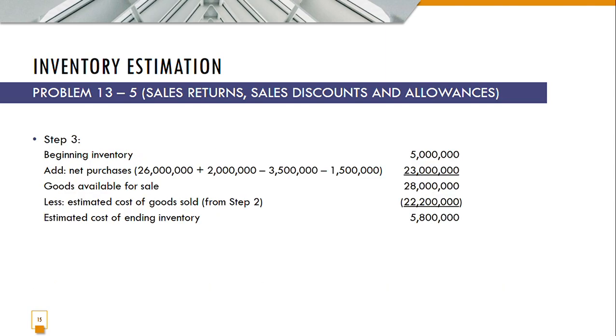Step 3, you get goods available for sale. So net purchases of 26 M plus freight in of 2 million minus your purchase returns and purchase discounts and allowances of 5 million. So you get net purchases of 23 million. Add it to the 5 million beginning inventory. You have goods available for sale of 28 million, less the estimate you got in step 2 of 22.2 M, and you have an estimated cost of ending inventory of 5.8 M.